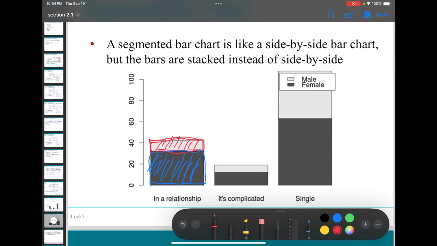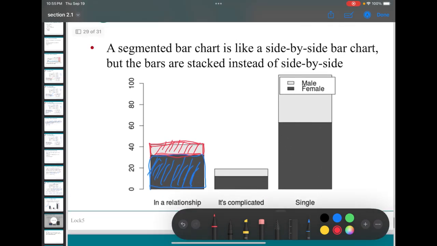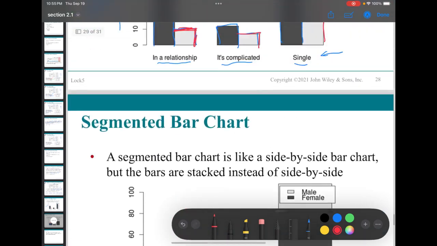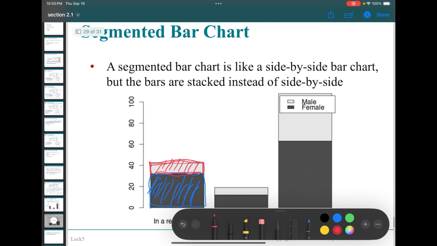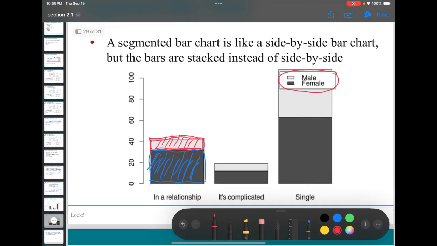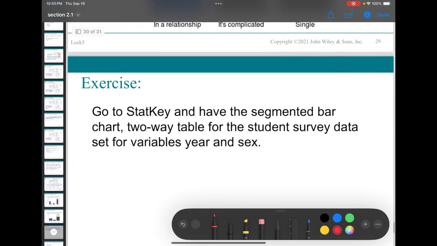So likewise, we use side by side bar charts and segmented bar charts to visualize two categorical variables. And also, same as the side by side bar chart, we use a legend to show what these colors are, so that it is easy to understand what they represent.